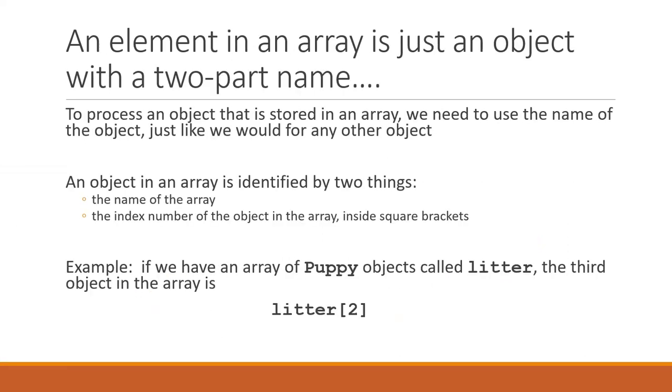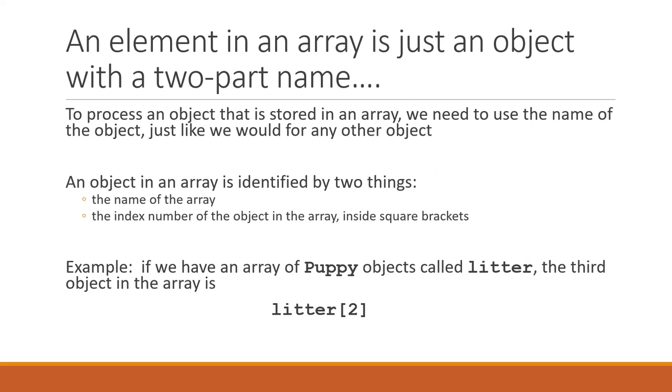Okay, so if we have an array of objects, each member of the array is itself an object that we have worked with before. So we can declare, we can instantiate, we can call methods. Okay, and the idea is it's just an object with a fancier name. Okay, so if we want to call a method for an element in an array, we need to use the name of the object. Well, elements in arrays have a two-part name.